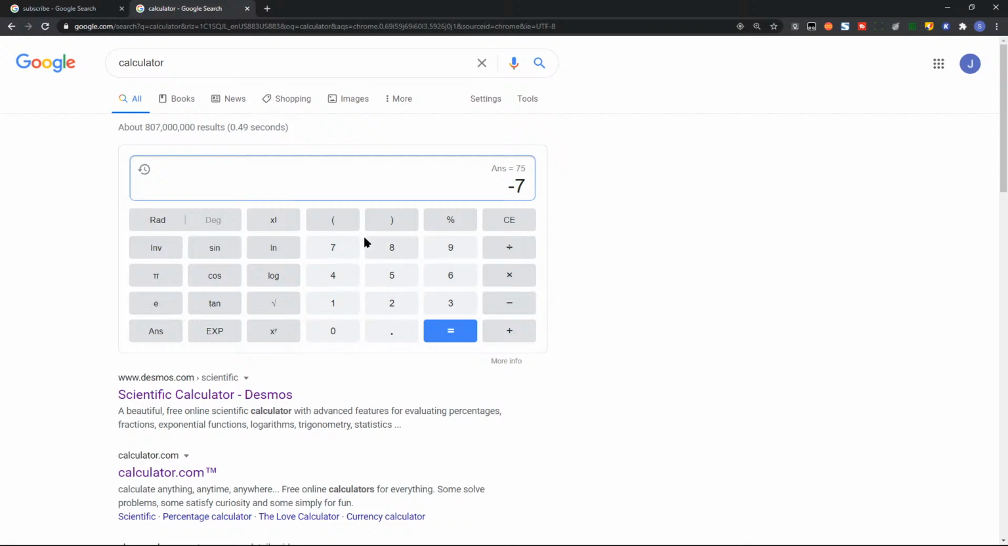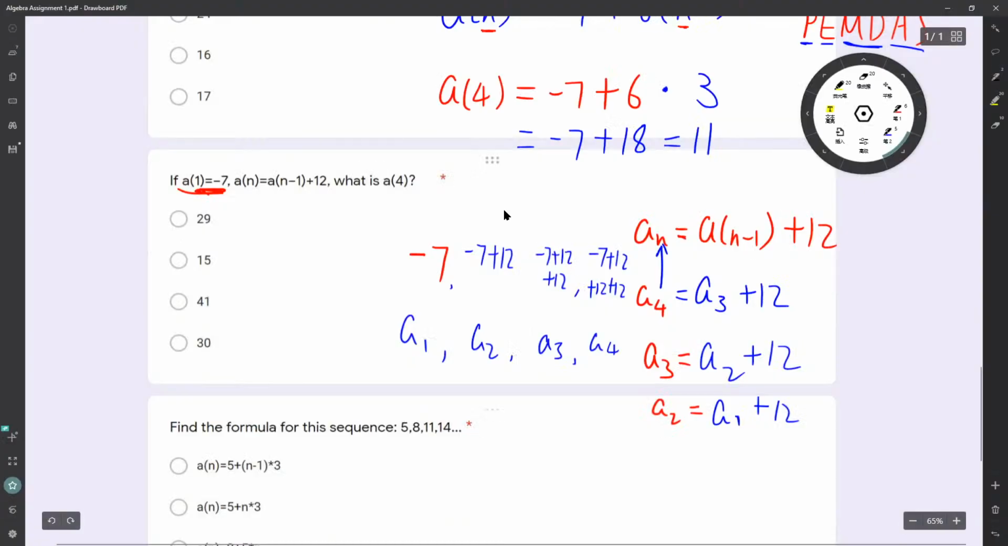Let's go back to our sequence. Negative 7, right? That's A1. Then plus 12, that's A2. And then plus 12 again, that's A3. And then plus 12 again, that's A4. So our fourth term should be 29. Therefore, the fourth term is 29. And that is our answer.